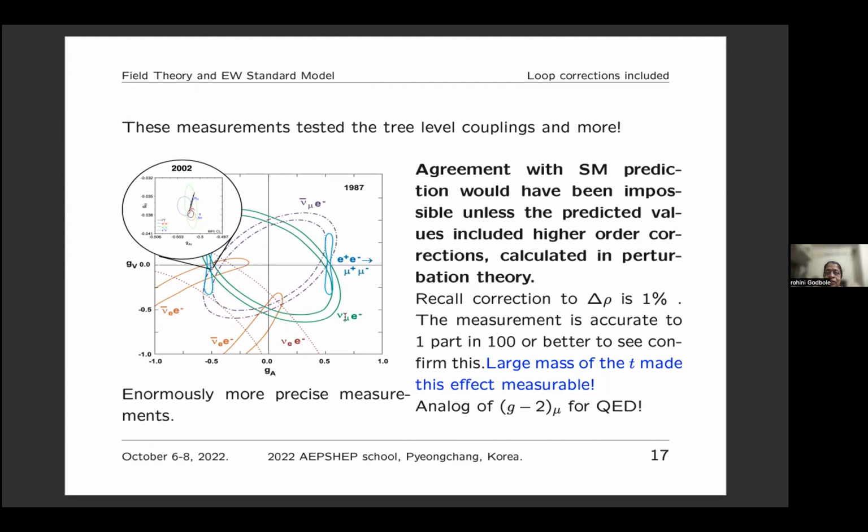This is the nu mu E minus ellipse again. And then this is the E plus E minus, mu plus mu minus symmetry, which now you see has shrunk in size from that big blob we saw last time. And indeed, that has now completely changed.